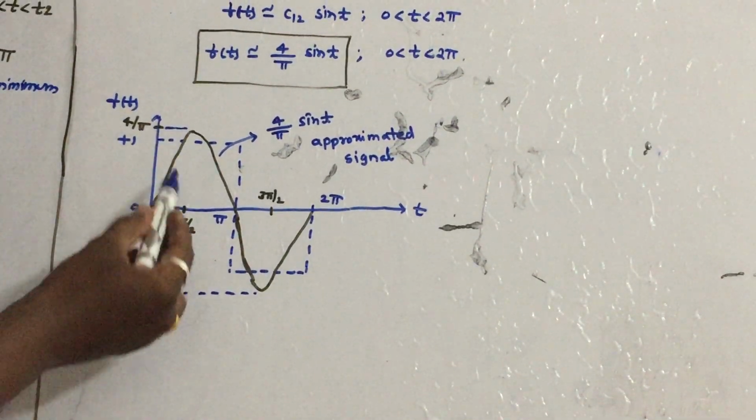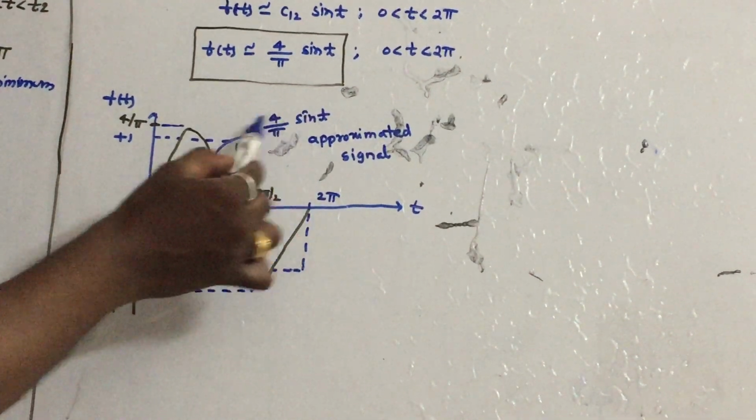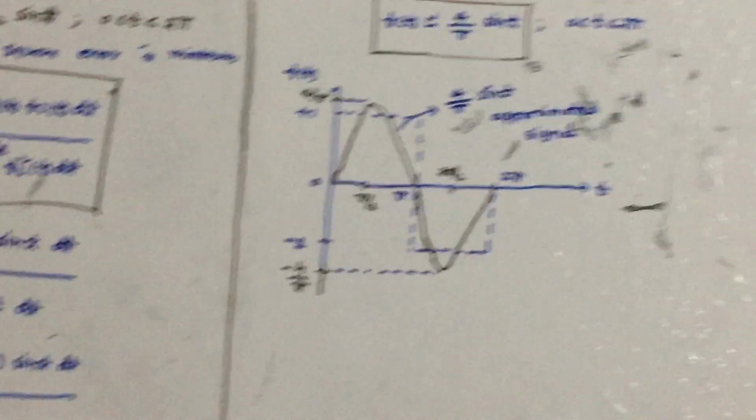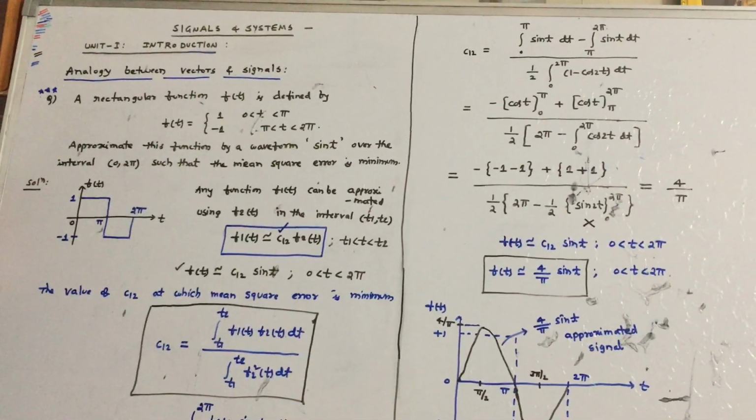So you have to clearly mention the given signal, the approximated signal, and the 4 by pi sin t also. In this way you have to solve this question to get full marks in the examination.